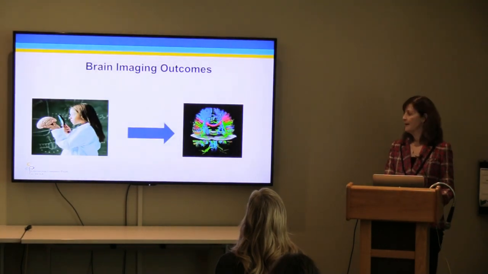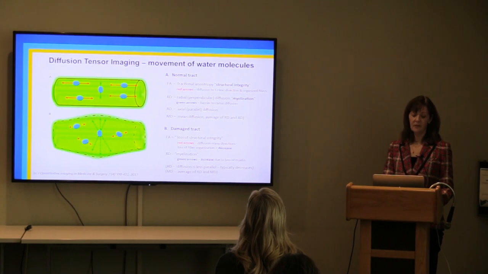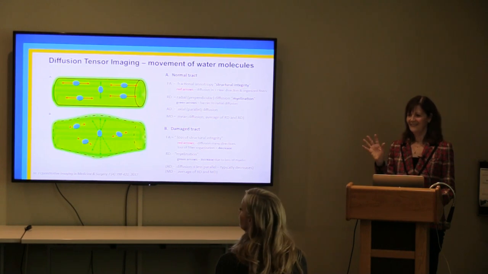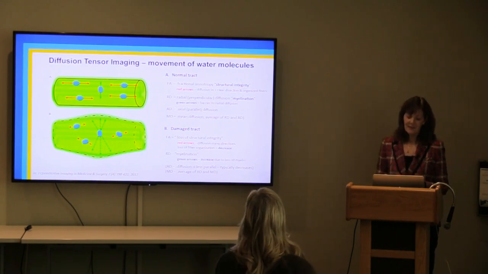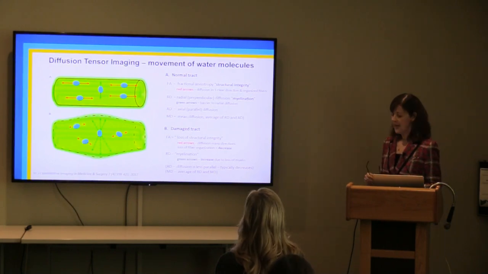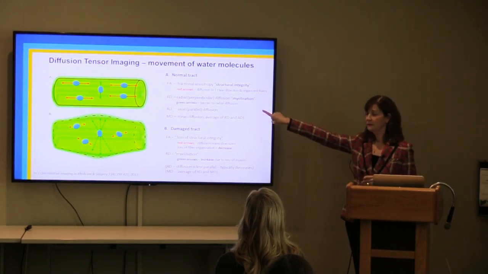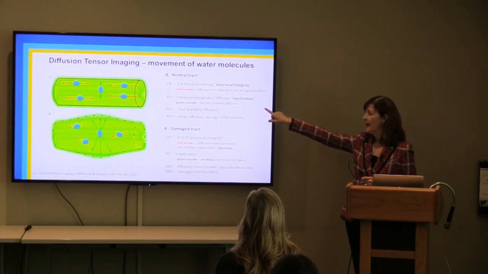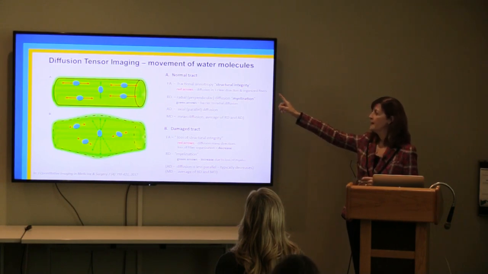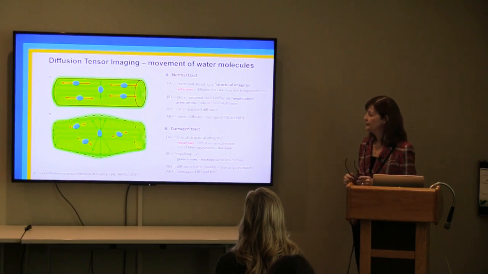So the last part I'm going to talk about is brain imaging outcomes. And the way that we measured this was using something called diffusion tensor imaging. How many are familiar with diffusion tensor imaging? Okay, so this is the best sort of schematic that I could find that helped me to understand it. So what we're looking at is tracks. So A is a normal track. So look at this, it's a corticospinal track. And diffusion tensor imaging is looking at the movement of water molecules. So these blue circles here are water molecules.